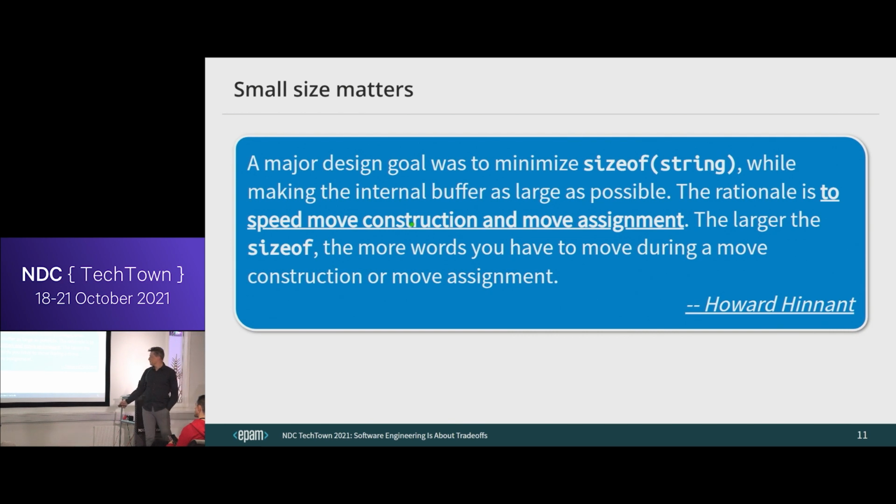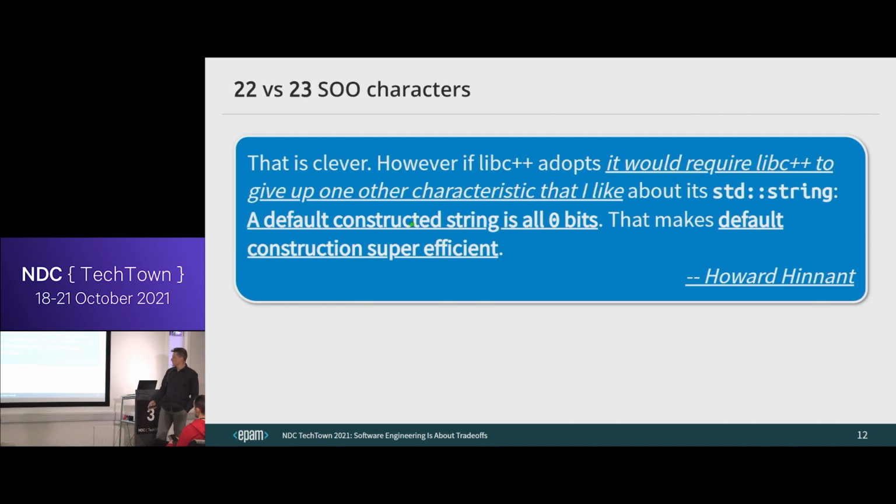Also, as an answer to the Facebook design, which may seem to be smarter because they have an additional character there, the answer is, well, that's clever. However, if libc++ adopts this, it would require libc++ to give up one of the characteristics that I like. A default constructed string is all 0 bits, which is really cheap to default construct. Just 0 in the memory, like memset or statically zeroed memory, is a default constructed string. You don't have to set anything during default construction, like inverse size. And that's also a valid concern here.